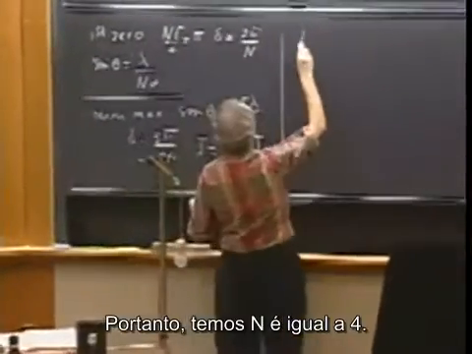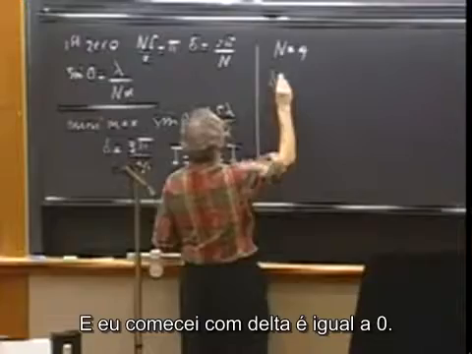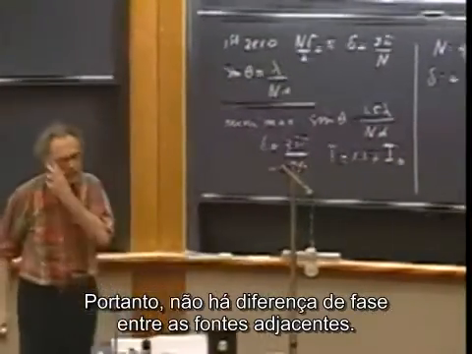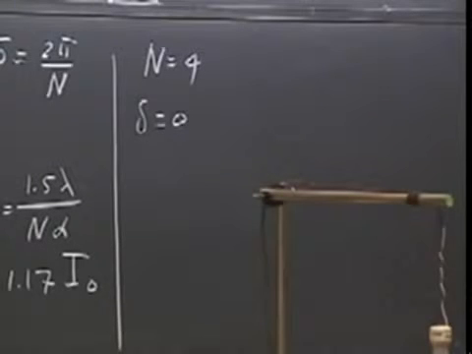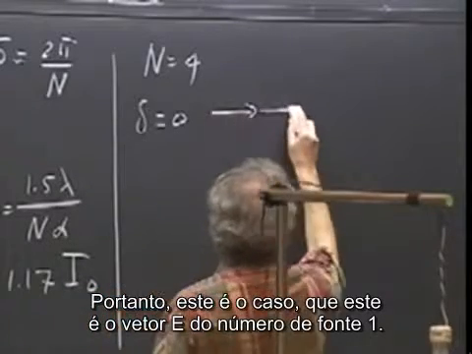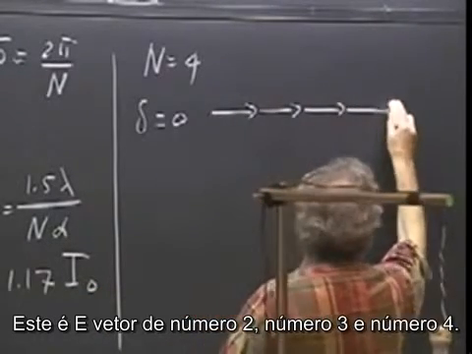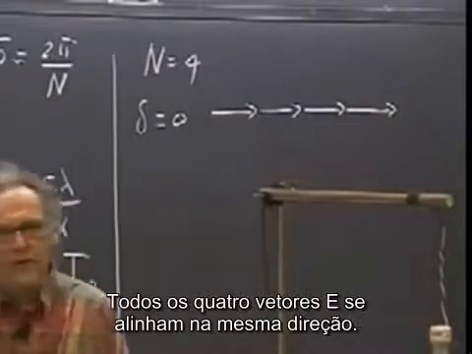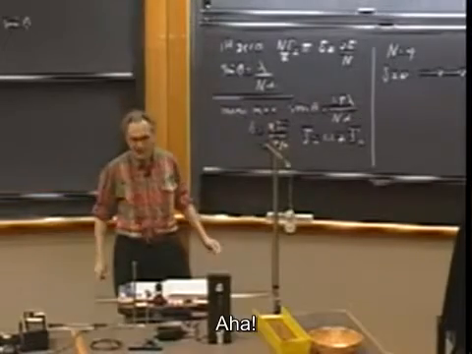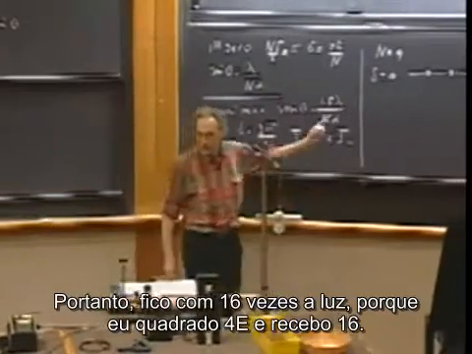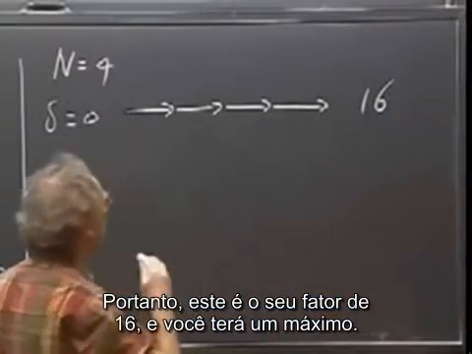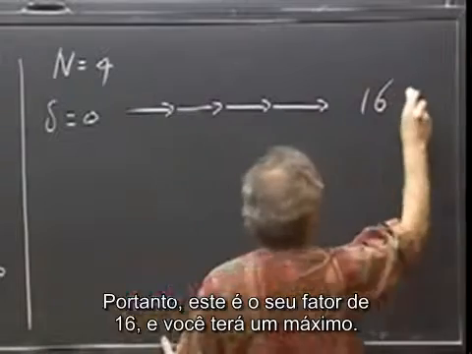So we have n equals 4. And I start with delta equals 0. So there is no phase difference between adjacent sources. So this is the case that this is the E vector of source number 1, this is the E vector of source number 2, number 3, and number 4. All 4 E vectors line up in the same direction, otherwise delta could not be 0. Aha! Therefore I get 16 times the light, because I square 4E, and I get 16. So this is your factor of 16. And you get a maximum.